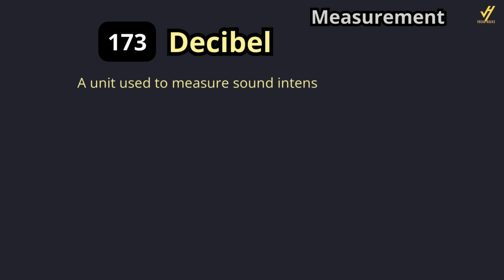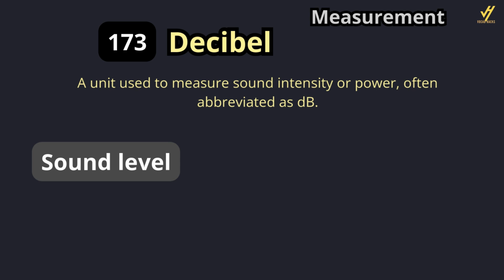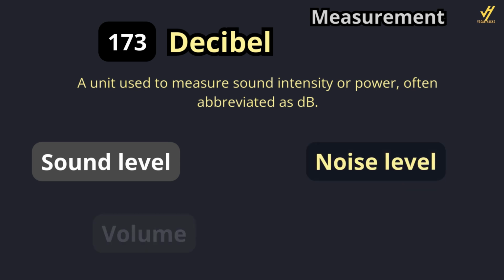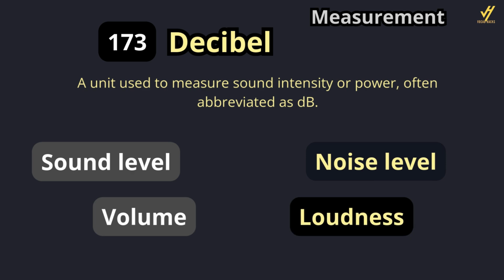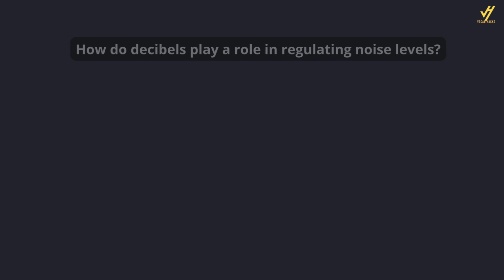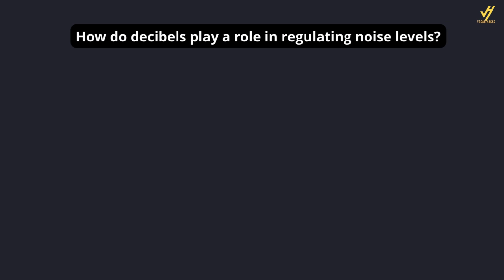Decibel. A unit used to measure sound intensity or power, often abbreviated as dB. Sound level. Noise level. Volume. Loudness. How do decibels play a role in regulating noise levels?